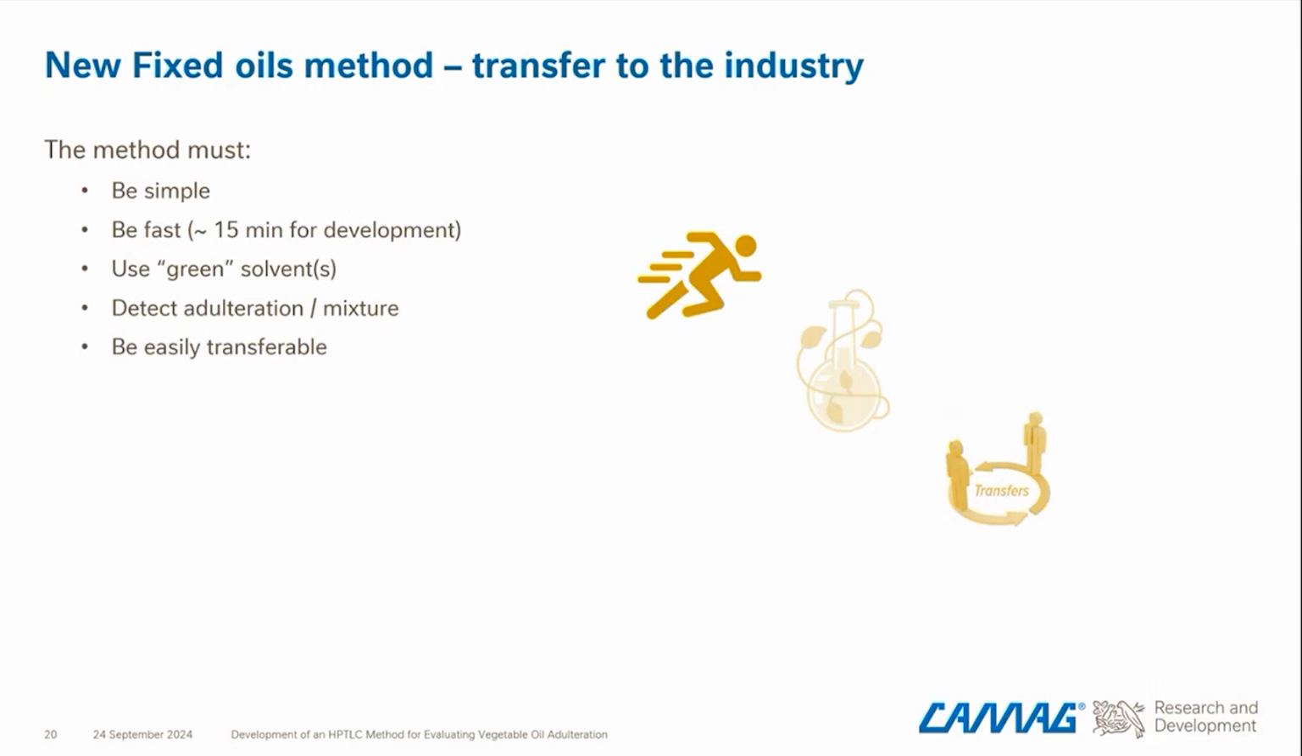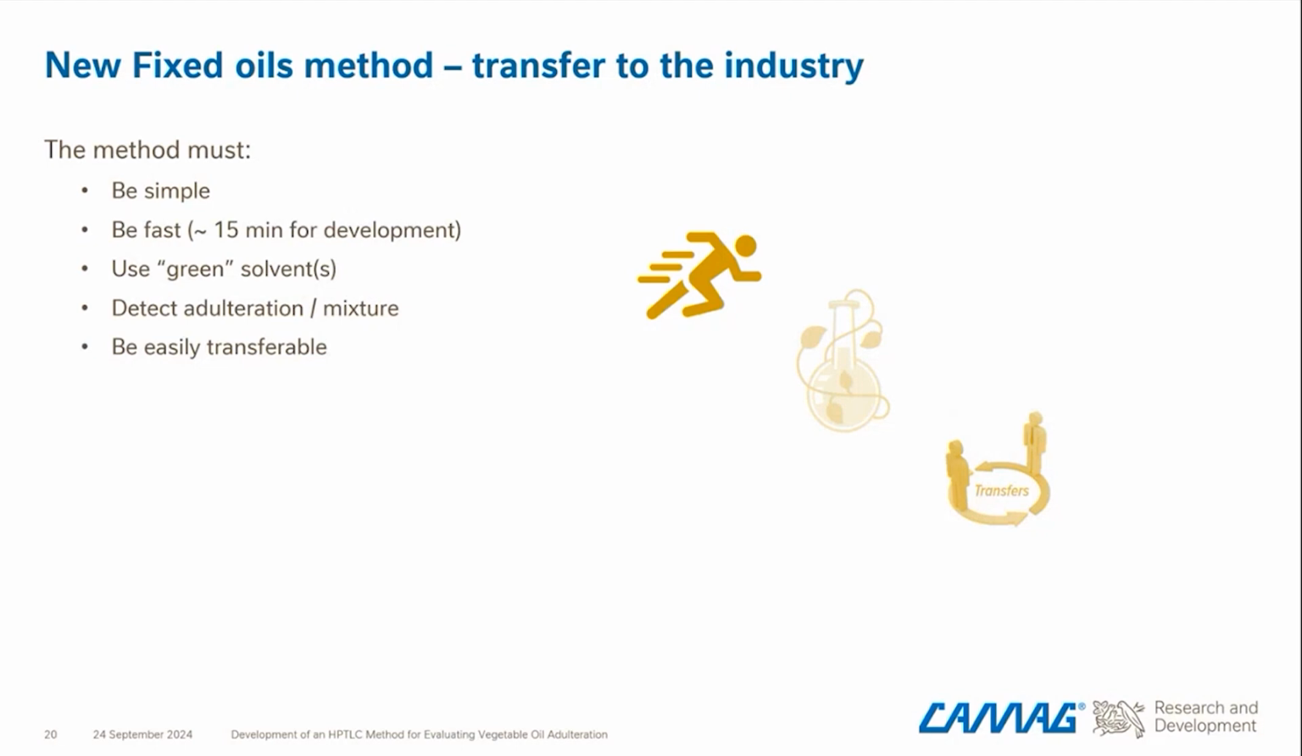The next step: when we submitted this project to the USP, we were contacted by the industry because they wanted to use this method. But for that, we need to transfer this method to the industry. So it needs to be a simple, fast method. The developing time should be around 15 minutes maximum, use more green solvent, and be able to detect adulteration or mixture. And this method has to be easily transferable.